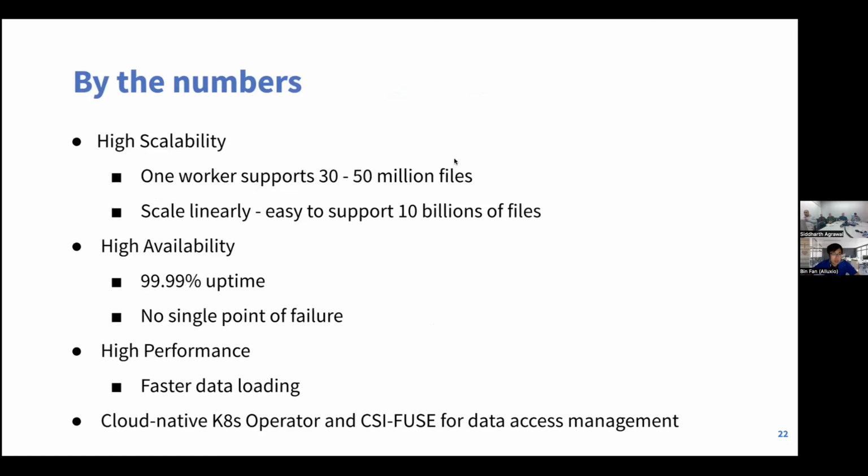Okay. By the numbers, one worker is able to support 30 to 50 million files, and it scales linearly, easy to support 10 billion files. We have a pretty good high availability and no single point of failure. We have fast data loading and also support cloud native operators, for example, CSI Fuse for data access management.